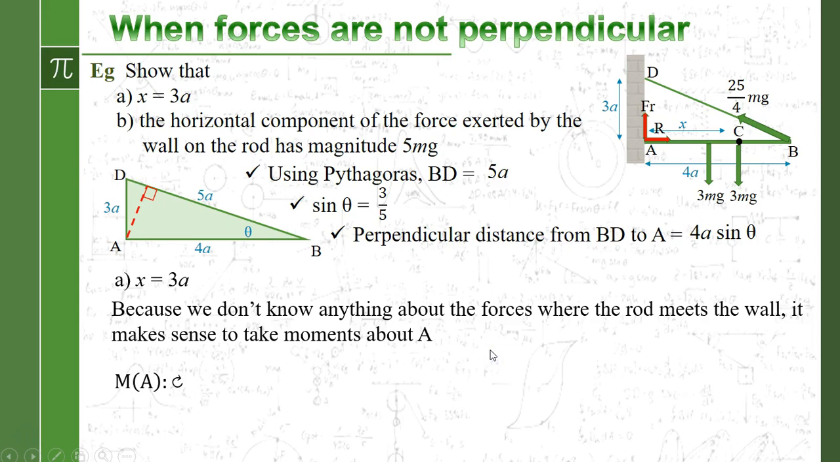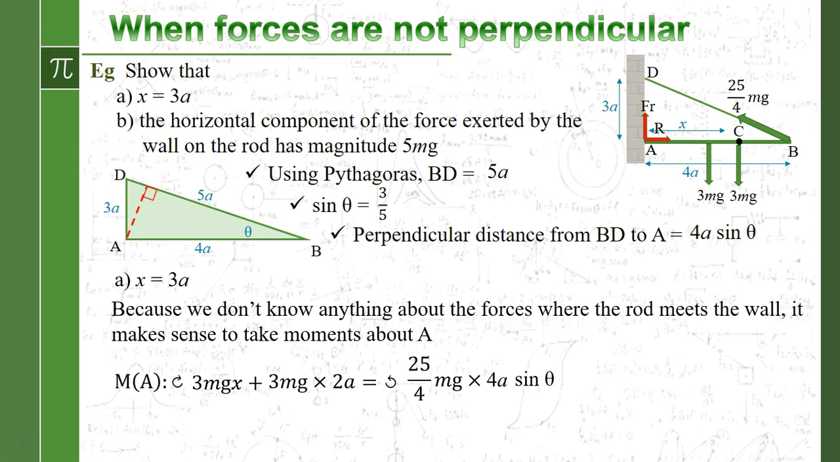Let's start off with our clockwise moments. So that's going to come from the mass of the rod and our mass that's hanging at point C. So we've got 3mg times x, that's that one there. And then we've got 3mg times 2a, middle of the rod. So that's why that's times 2a, our force times distance. And going anti-clockwise, we've got our force here, 25 over 4 mg, times the perpendicular distance to the line of the force, 4a sine theta.